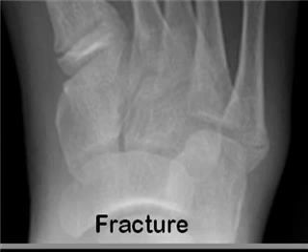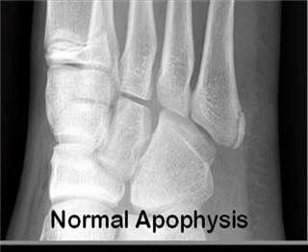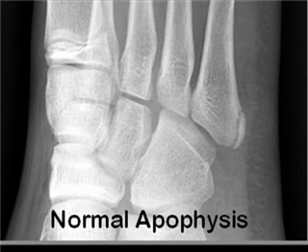There's a transverse lucency at the base of the 5th metatarsal. That is a so-called Jones fracture. Whereas this is an example of the normal apophysis at the base of the 5th metatarsal. You'll see that it, unlike the fracture, is oriented longitudinally, and while an apophysis can be avulsed, it's relatively uncommon, and you should not confuse this normal apophysis with a fracture.